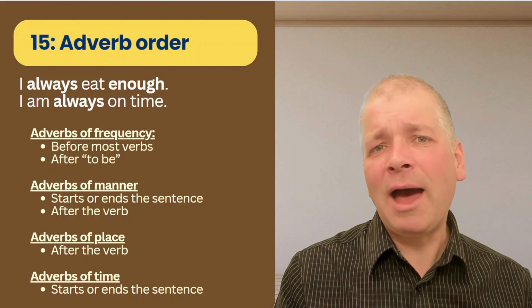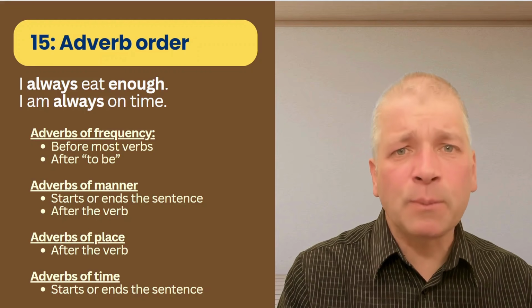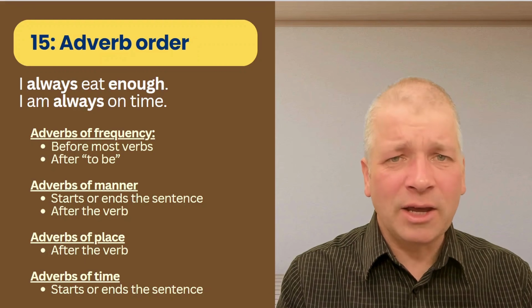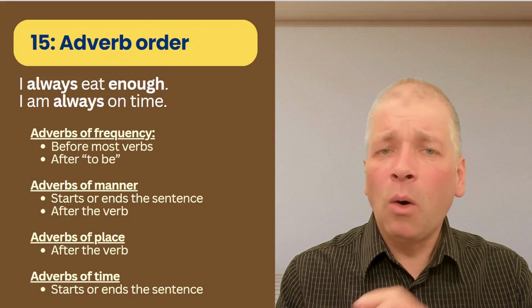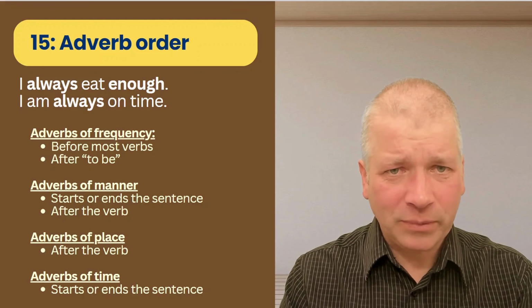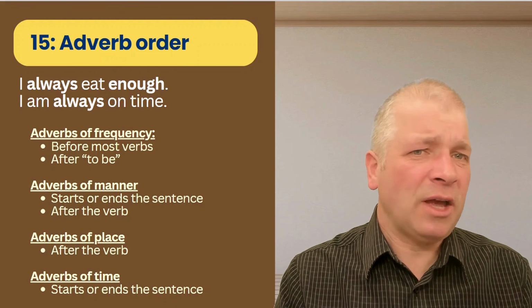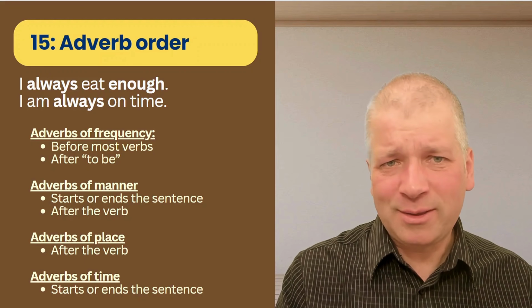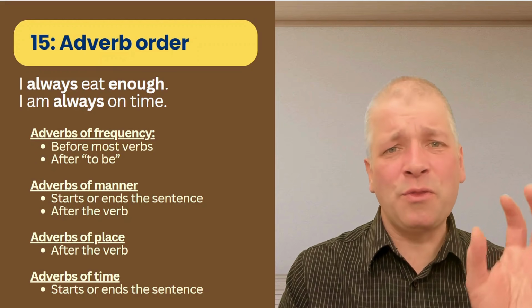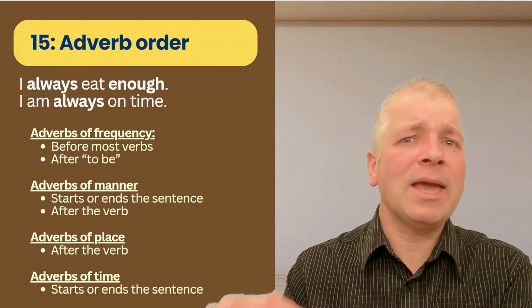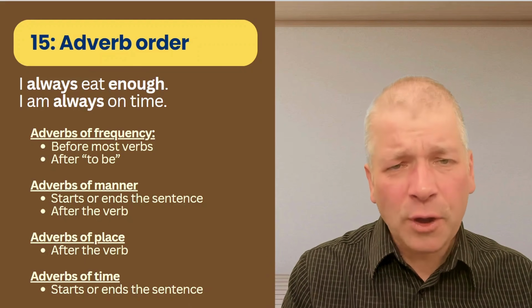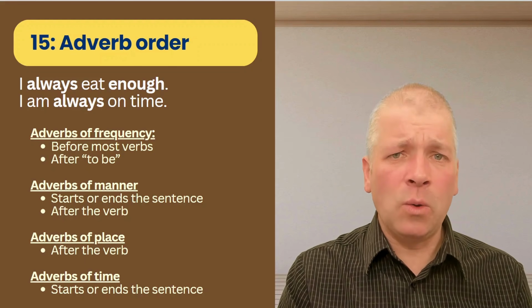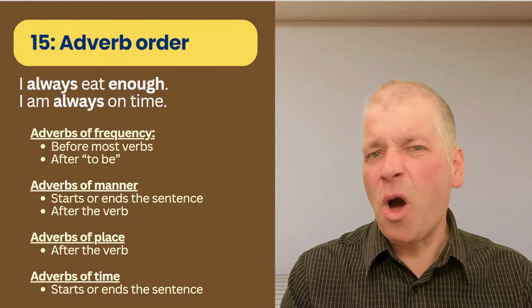But there are other adverb rules or conventions that are less well known. For example, with adverbs of manner, you can use an adverb of manner to start or end a sentence, or you can put it after the verb. Adverbs of place, though, such as here or there, go after the verb. They don't start a sentence. You cannot start a sentence, there I left my hat. Adverbs of time generally start or end a sentence, but don't usually go in the verb position. They don't go after the verb.